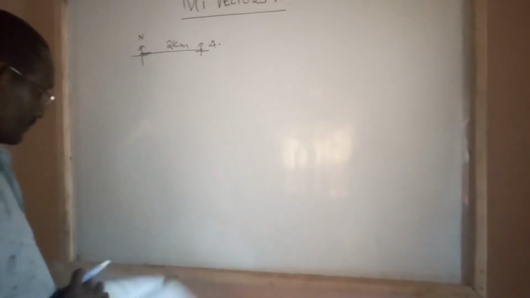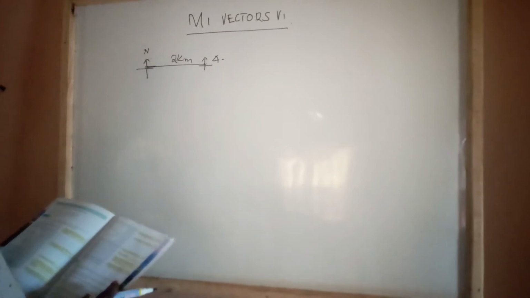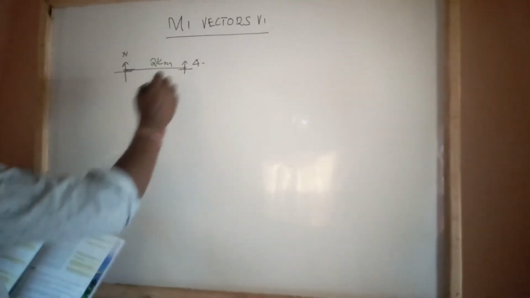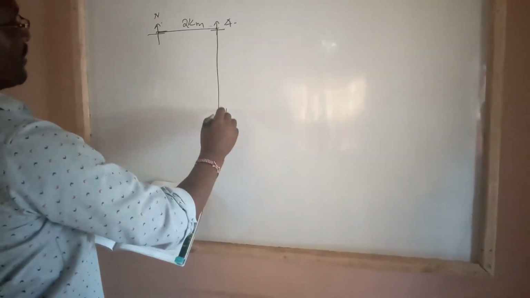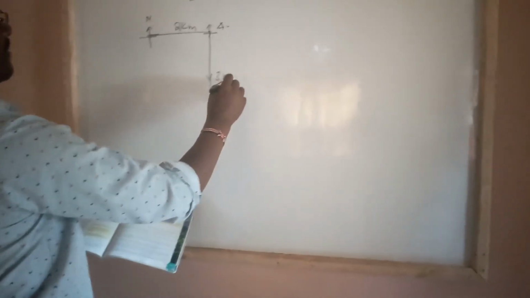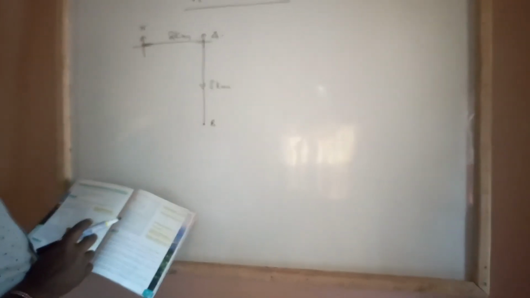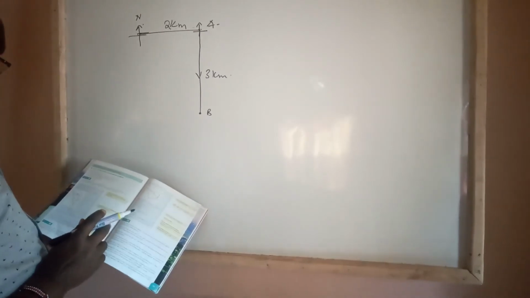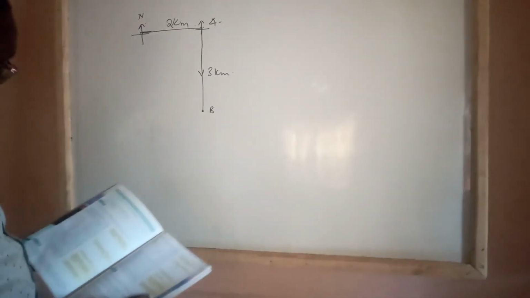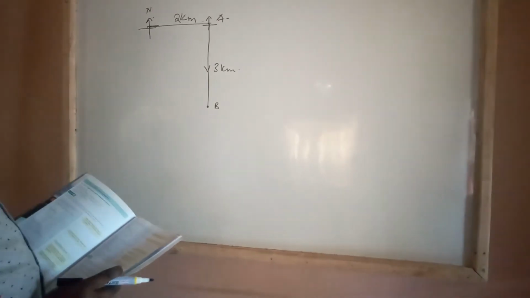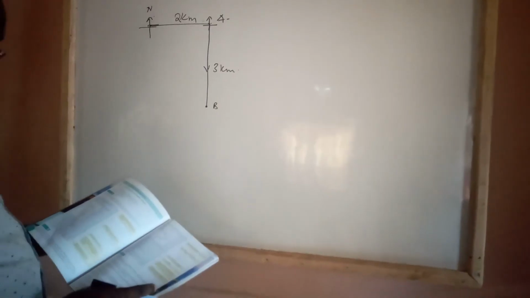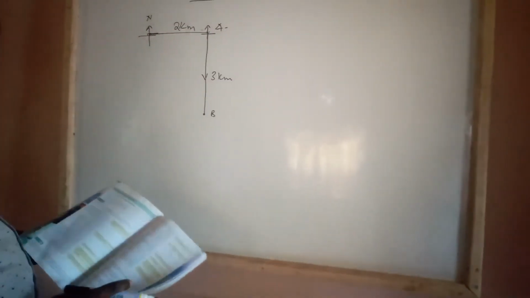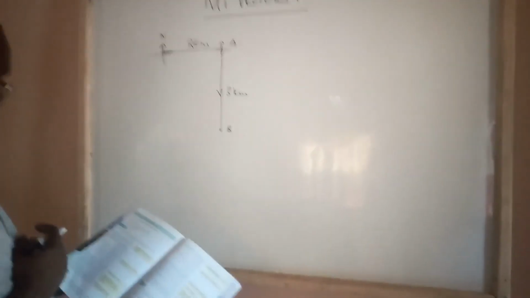Then she walks 3 kilometers due south from A to B. This is now point B, and this is 3 kilometers due south from point A. Find the total distance walked and describe the displacement of B from O.